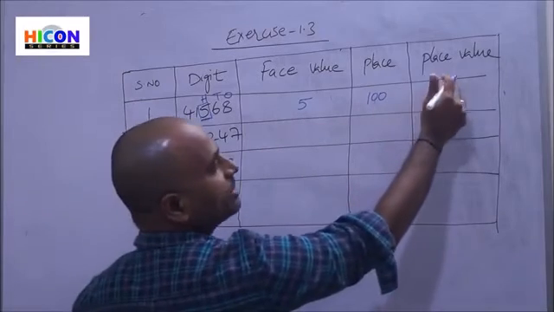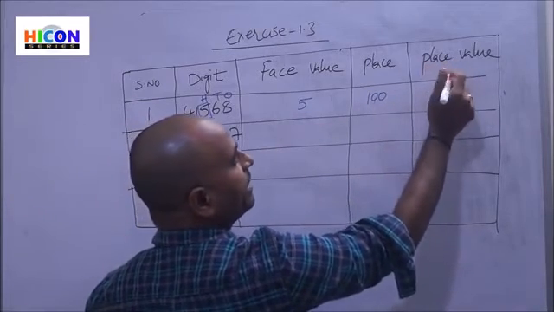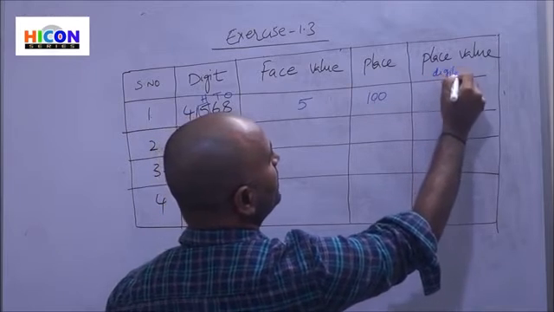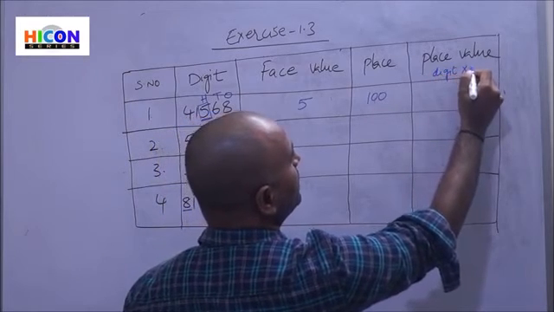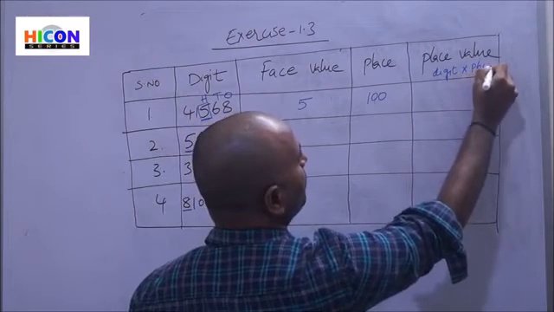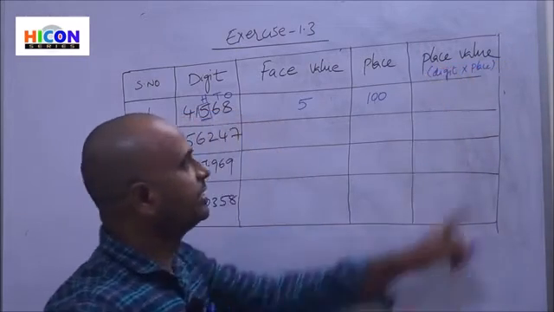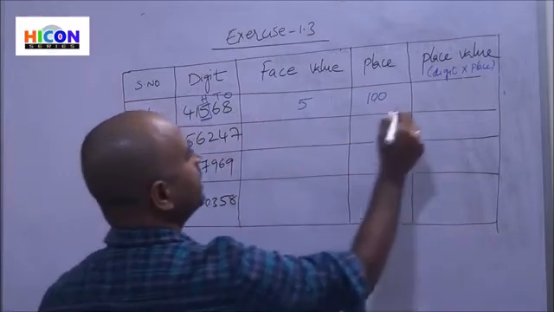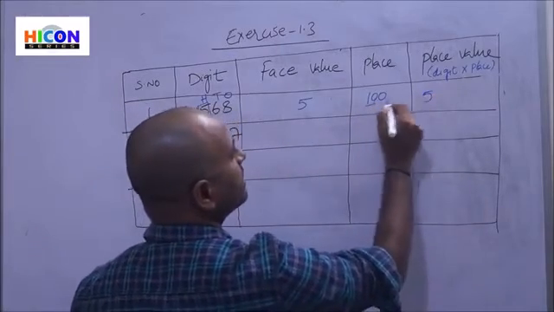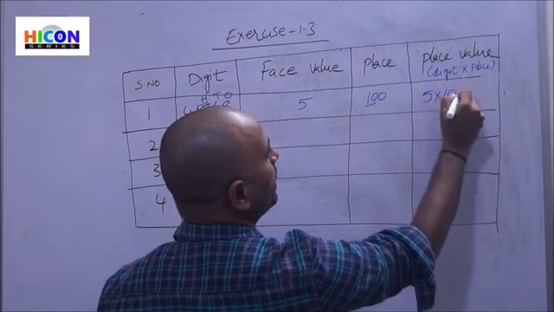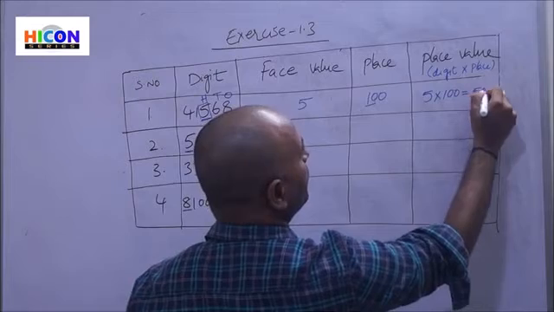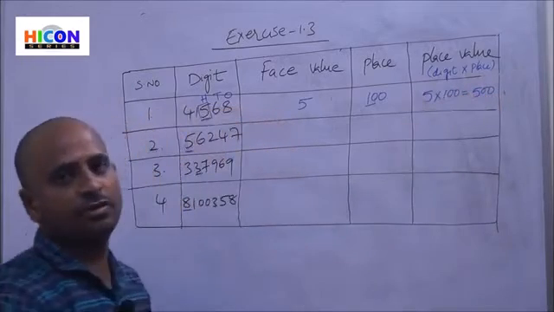And what is place value? We can obtain the place value by multiplying the digit with its place. That means digit into place. So if we multiply the digit with its place, we can get the place value. So the digit is 5 and the place is 100. If we multiply the digit with its place, that is 5 into 100, we will get 500. This is the place value of 5.